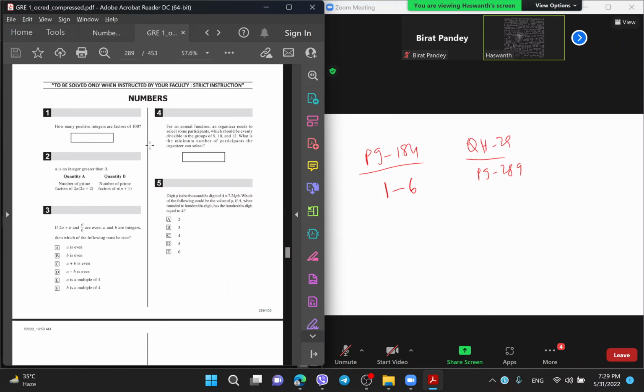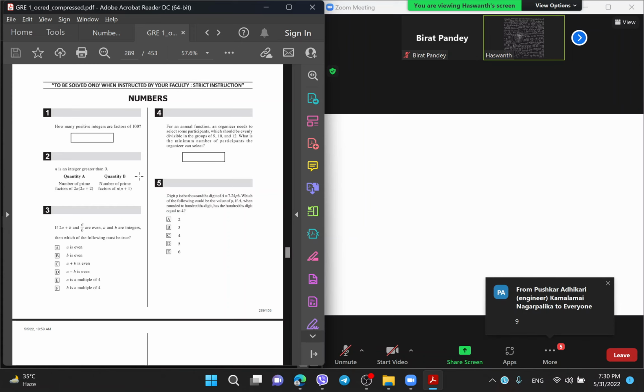Concentrate here now. Let's discuss these questions. How many positive integers are factors of 100? So 9. While discussing the concepts in the formula sheet, we have seen this model. There I took 200. Here it is asking for 100. So whenever you have to find the positive factors of a number, yeah, it will be 9. First, prime factorize this number.